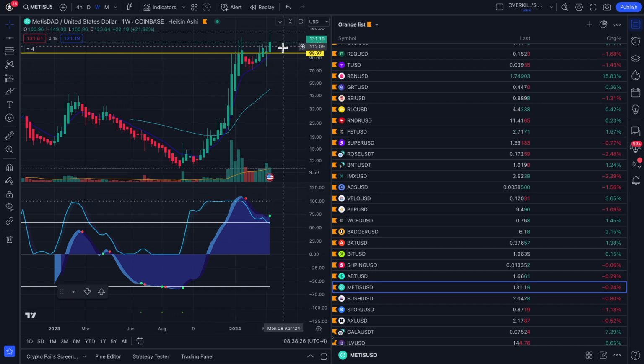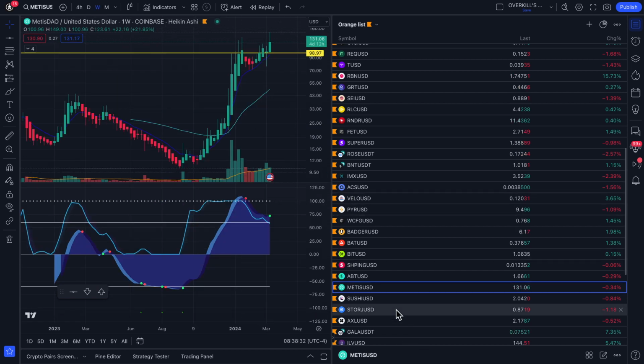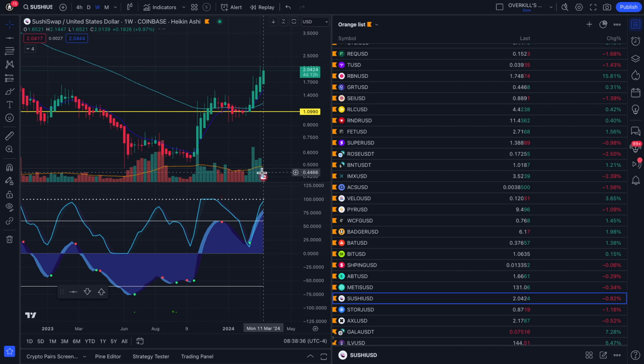Metis, that one's popping off. 98's the stop. I'd be on the daily looking to buy this one. But nice move, green dot. Just make sure it holds 98.